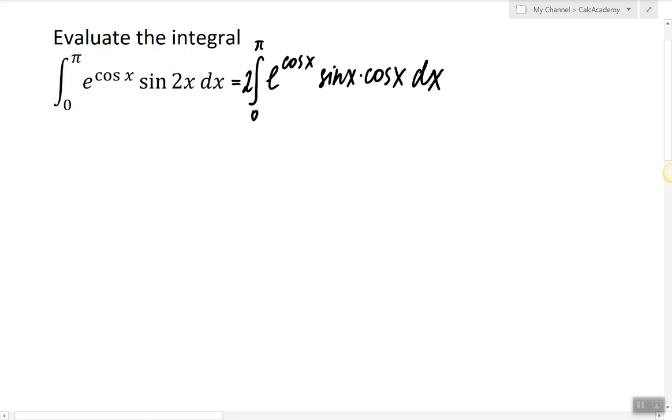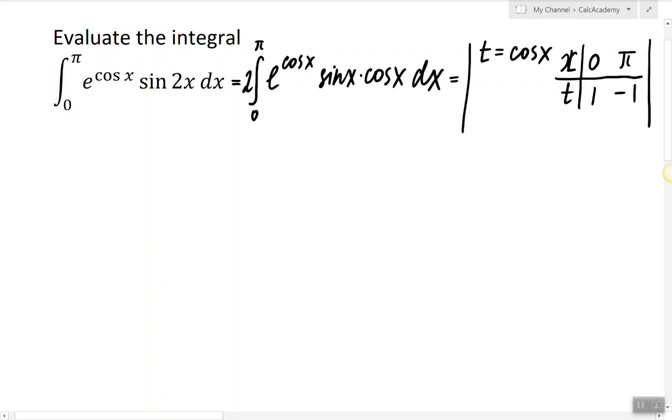After that, we have to do a substitution, and the new variable will be cosine x. So we're going to choose t to be cosine x. Since I have a definite integral, I have to change the limits of integration. So when x is 0, t is 1. When x is pi, t will be -1.